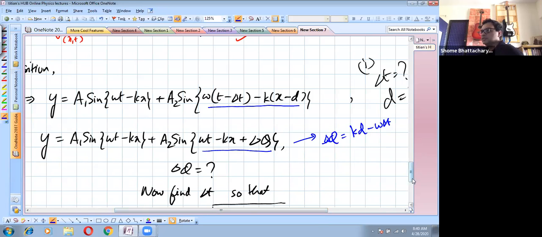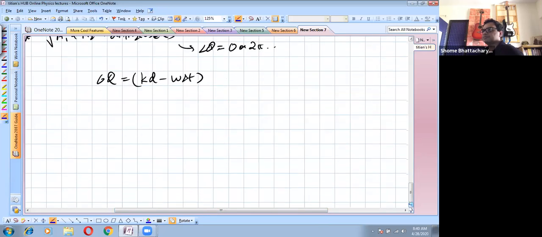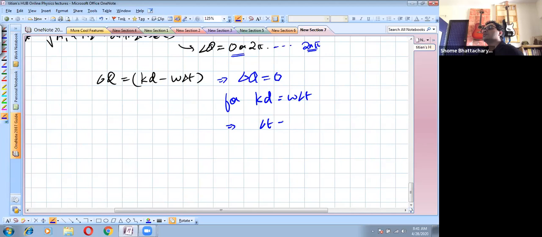Once we have understood this, back here we can see that it can become 0. In general, it is 2 n pi, but here we want the smallest value of delta t for which this will happen. So delta phi can become 0 for kd to become equal to omega delta t, or delta t to become equal to kd by omega. Or you can see that this is d into f lambda.